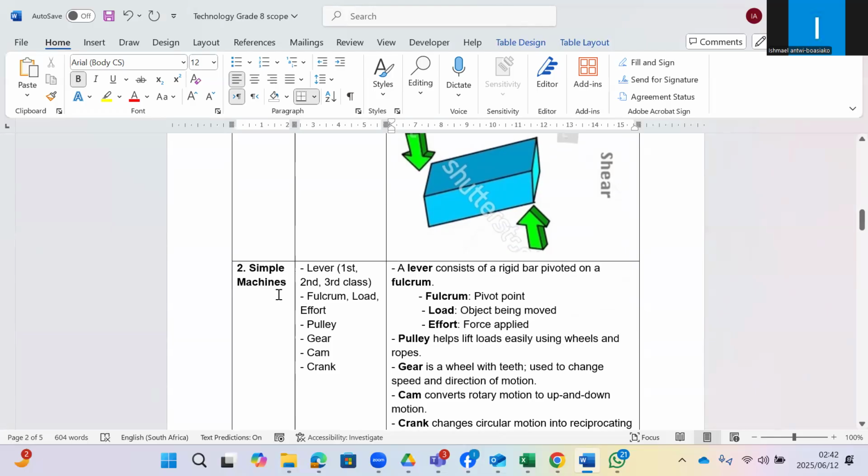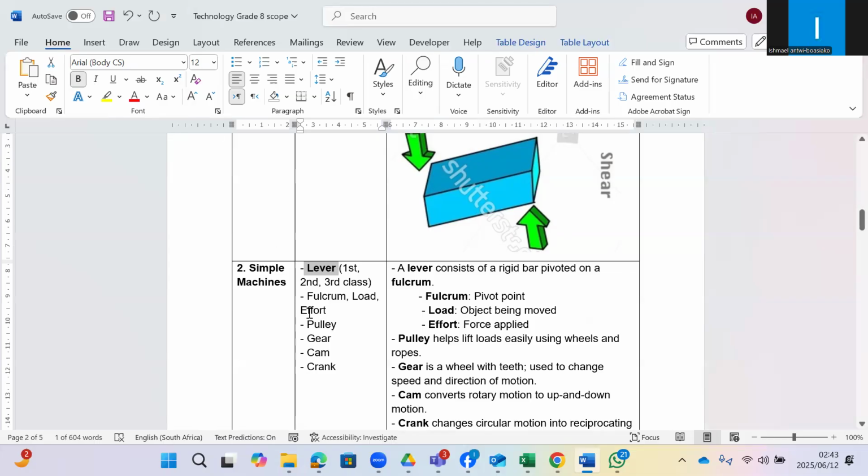Now, let's also move on to simple machines. There are various machines that allow us to make work done easier. If you want to do certain work, we have certain machines that will help us to perform certain jobs in an easier way. The first one is a lever. When you talk about lever, we have 3 types of levers. We have the first class, second class, and the third class lever. We will discuss it also.